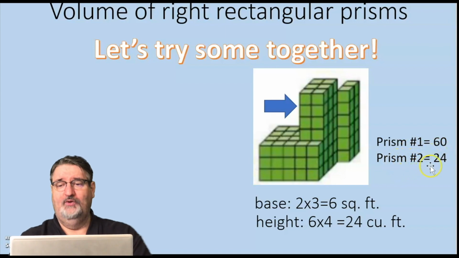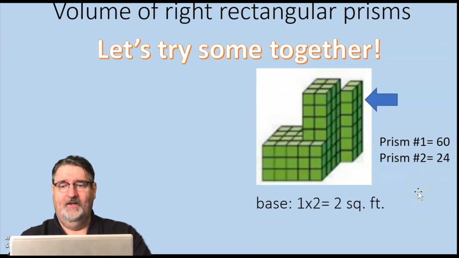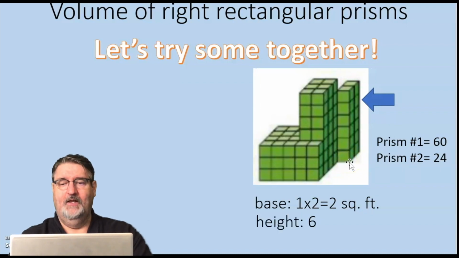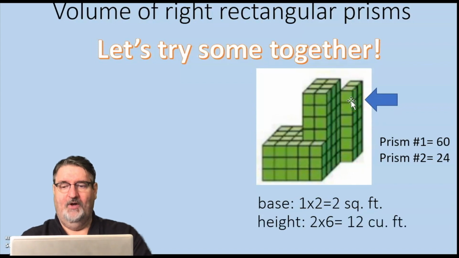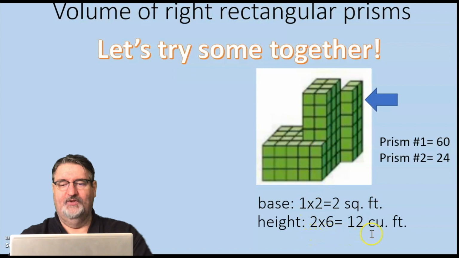Prism number 2 is 24. Let's go to this third one. It's this one over here on the right. And the space down here, we can see that there's only one on this side, two on this side. 1 times 2 is 2 square feet. And when we see that the height is 6, we can now multiply it as 2 for the base times 6 for the height equals 12 cubic feet.